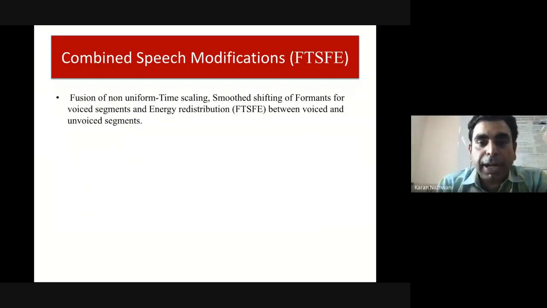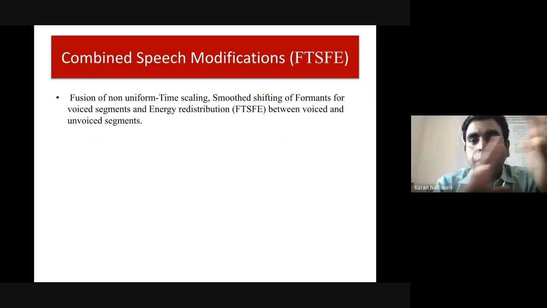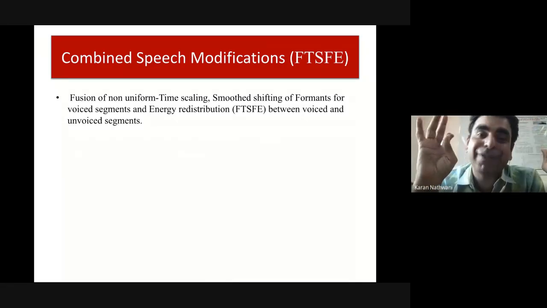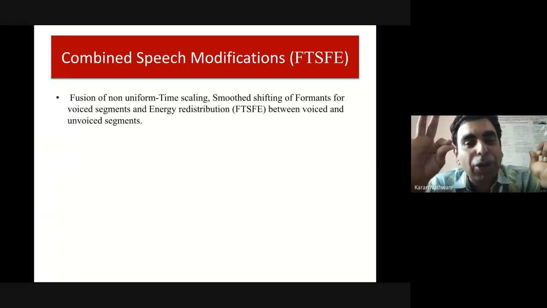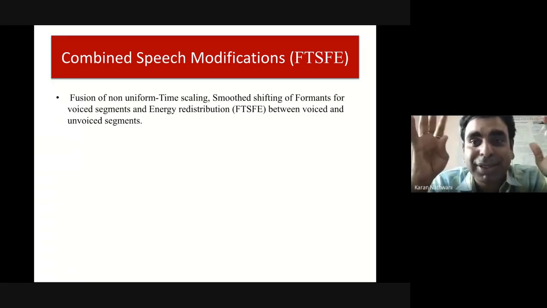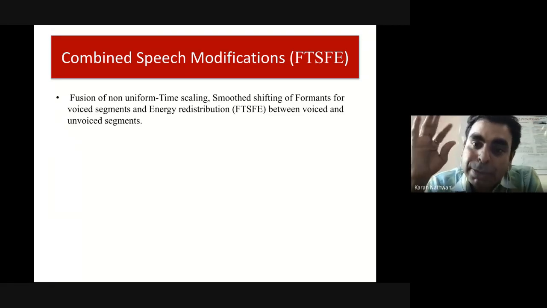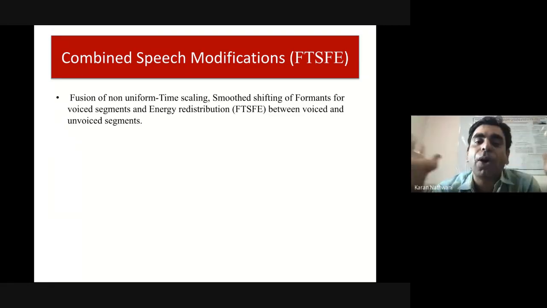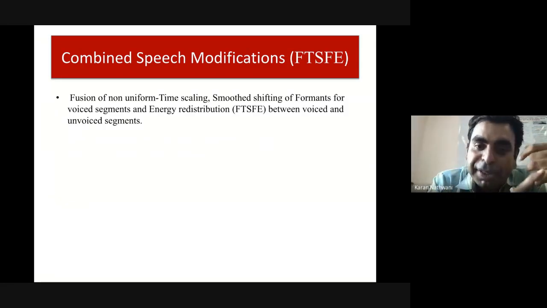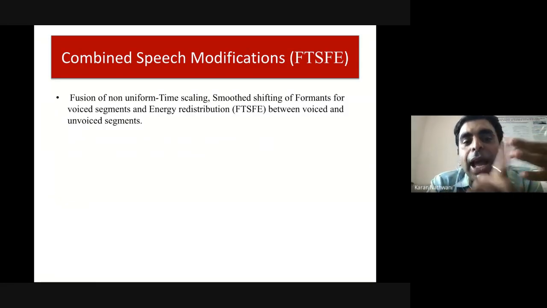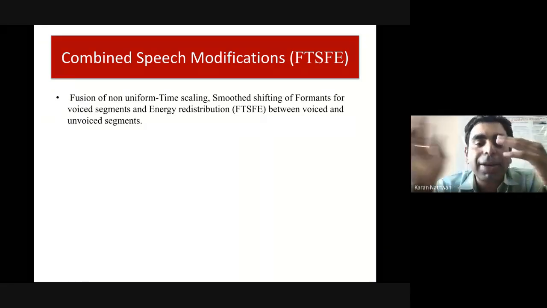Now the final approach, that is the fifth method. We have talked about formant shifting, smooth formant shifting, non-uniform time scale modification, and energy redistribution. These are the four methods we have talked about. Now the final method is the combination of all together. That is, it consists of non-uniform time scaling, smooth formant shifting, and energy redistribution between the voiced and unvoiced segments.